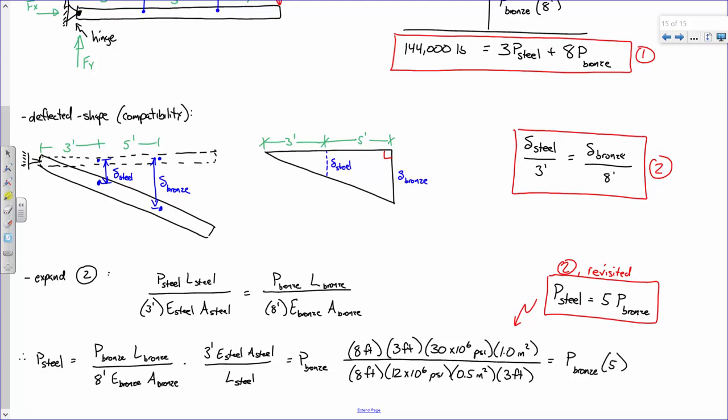Not too bad, right? This isn't that bad. So now what I want you to do is look at equation number 1 and look at this version of equation number 2. Now the problem doesn't seem so complicated, does it? Because now all we have to do is replace P steel with 5 P bronze, solve, and we're golden. So let's see what we get.